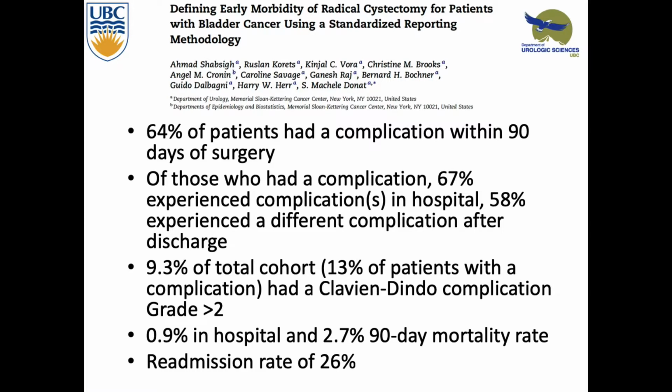So after that, Memorial Sloan Kettering looked back and found that 64% of their patients had complications within 90 days. Of those, 67% experienced complications in hospital, and 58% of those patients experienced a different complication after being discharged. They found that 9.3% of the total cohort, or 13% of patients that had complications, had a Clavien-Dindo grade 3, 4, or 5 complication. They found that 0.9% of the cystectomy patients died in hospital, and there was a 2.7% 90-day mortality rate, with a readmission rate of 26%. Maybe we're not doing quite as well as we thought.